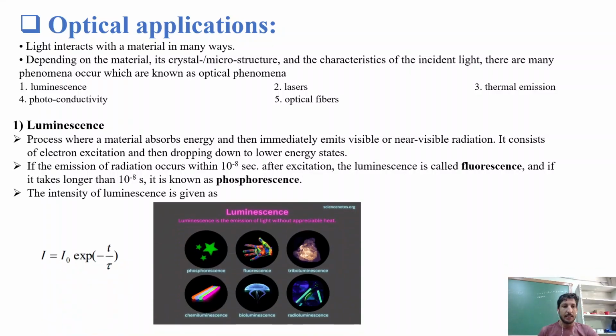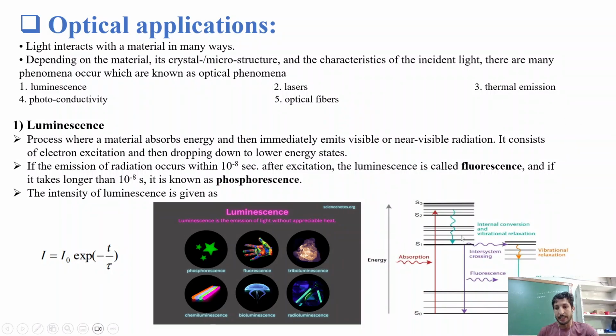As we can see here, what is luminescence? It is where a material absorbs energy and then immediately emits visible or near visible radiation. This phenomenon is known as luminescence. For example, it consists of electron excitation and then dropping down to a lower energy state. But there are two types.